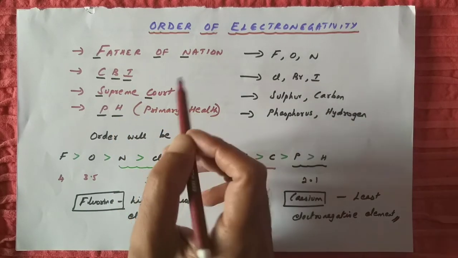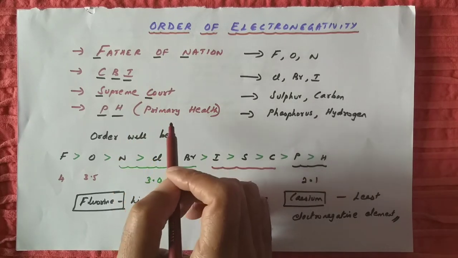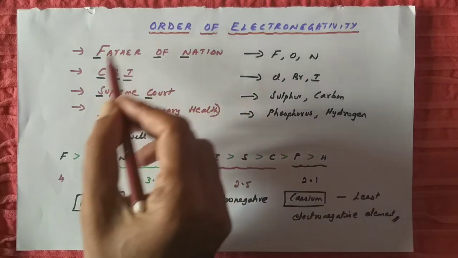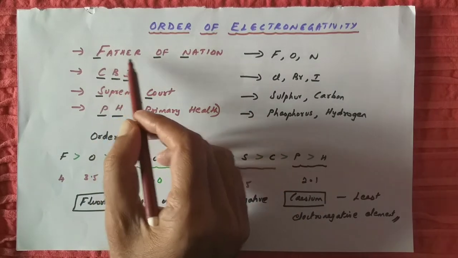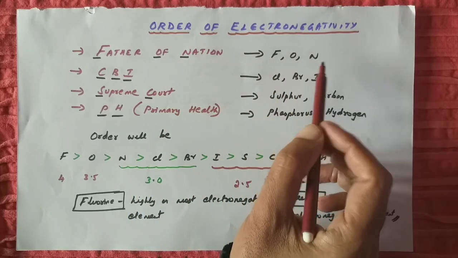Gandhiji's photo will be present wherever you go. It may be the CBI office or the Supreme Court or the primary health care, whatever it is. So I've taken this combination now. Father of Nation: F, O and N, fluorine, oxygen and nitrogen.